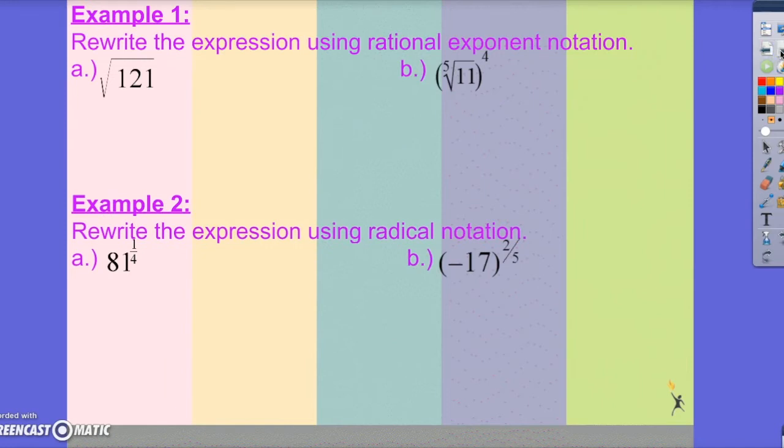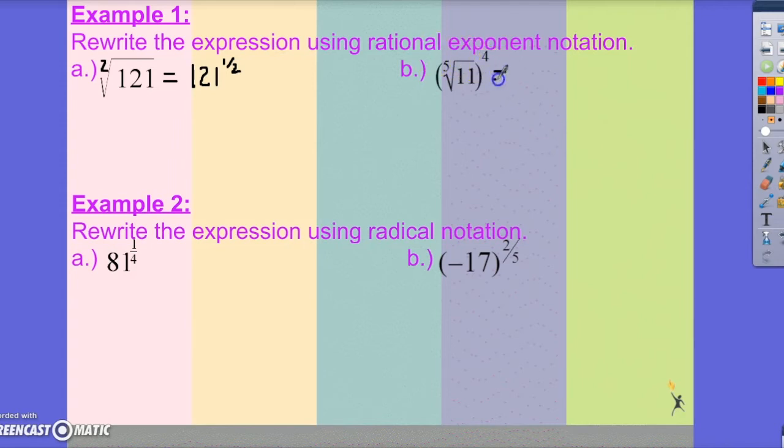So now let's take a look at some practice problems here. We write the expression using rational exponent notation. Okay, so we are changing our roots to fractions. Now when you have a root and there's no number, we always understand it to be a 2. Square root is always understood, whereas other roots we have to actually write there. So I would just say this is 121 to the 1/2 power. That's my answer.